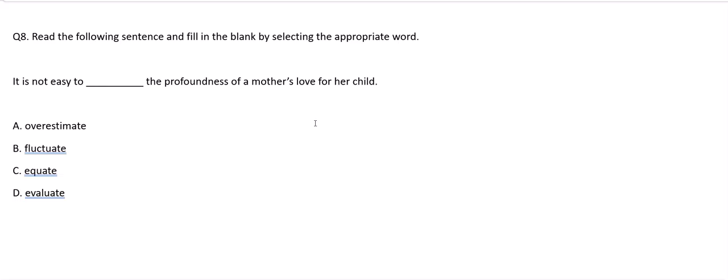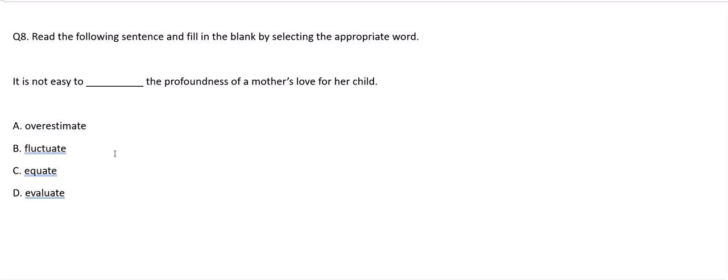Let's move on to the next question, which is question number 8. It is also a fill in the blank. Let's go to the sentence and understand it once. It is not easy to dash the profoundness of a mother's love for her child. Profound means the depth. If you see the sentence, it is a comparative sentence. It is telling that it is not easy to compare a mother's love for her child with anything. We cannot compare a mother's love for her child with anything. It is a comparing sentence.